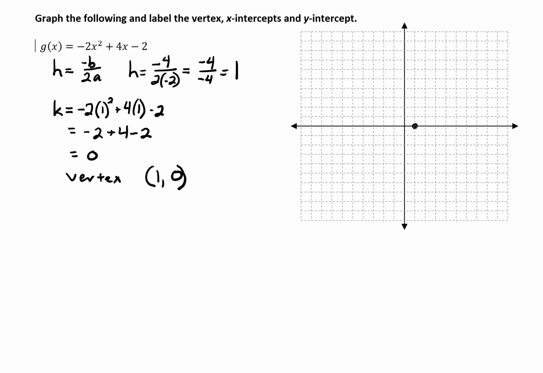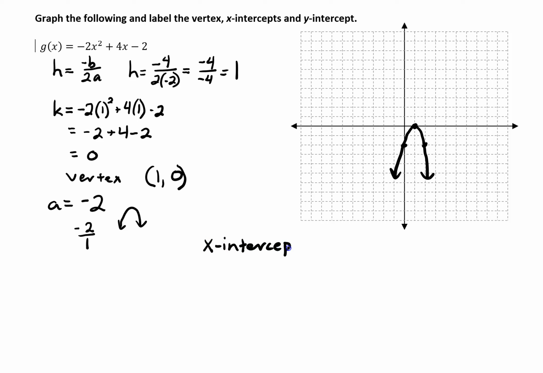Something I notice is that my a value was negative 2. This tells me that I am going to have a parabola that opens down, and from my vertex I can go down 2 and right 1, or right 1 and down 2. Sketch my parabola.